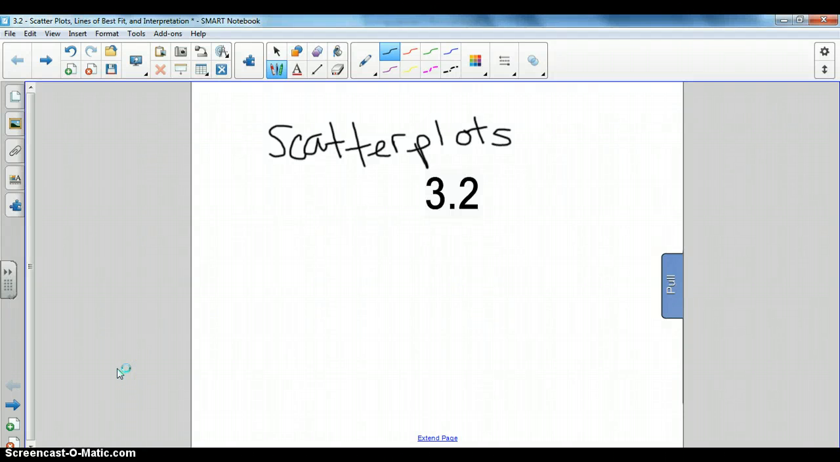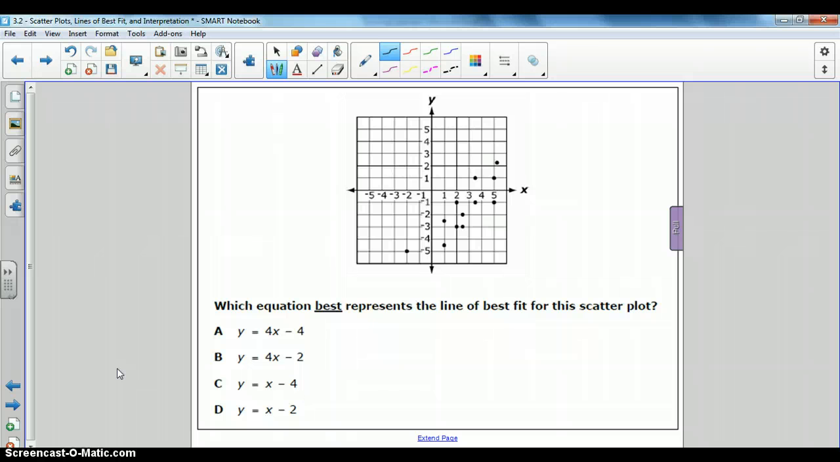This video is about scatter plots, also called line of best fit. So we'll go over scatter plots. A scatter plot is basically a plot of a bunch of dots, scattered about. And when they talk about the line of best fit, that just means what line can we draw where we get the most amount of points in there.